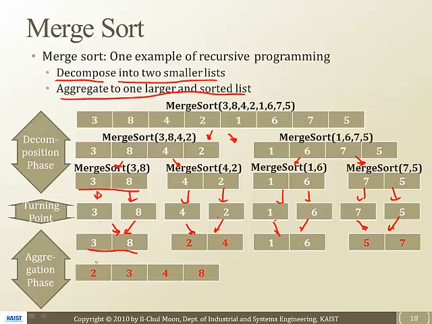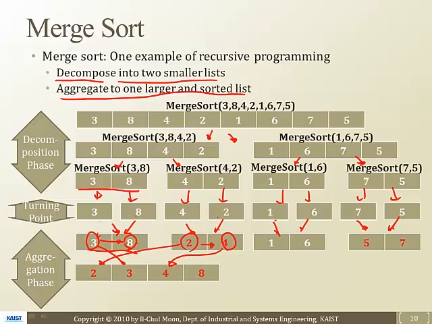So how do we aggregate this? We first compare these first numbers, 2 and 3, and we put 2 here and 3 later. And then we move to the second numbers here, because 2 is now gone, aggregated. And we compare 3 to 4. And 3 is smaller, so we put 3 here and move to 8. And then we compare 8 and 4. And 4 goes here.